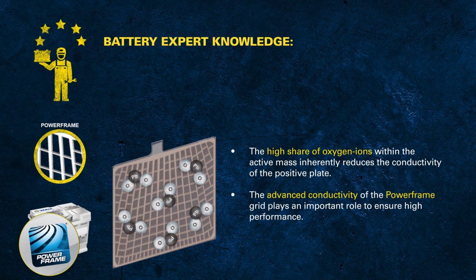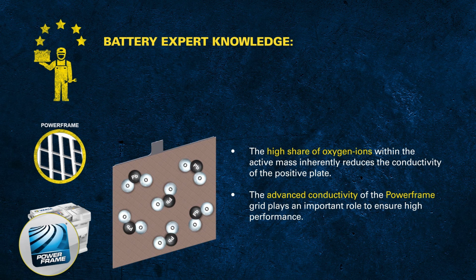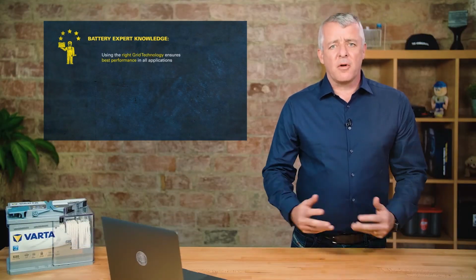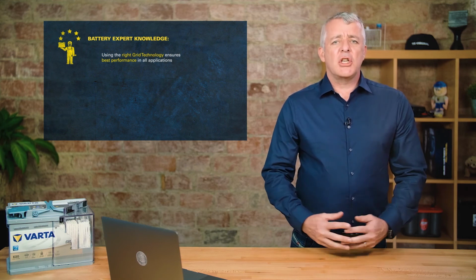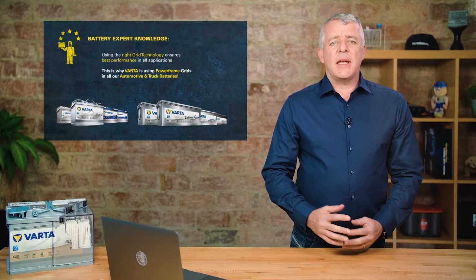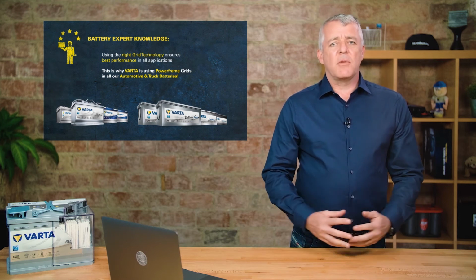With this expert knowledge available, you can explain in detail all the benefits associated with the little power frame icon on the battery label. Because the power frame grid is so important for performance and quality, Varta use it in all their batteries. Did you know that in our truck AGM battery we use a power frame grid for both the positive plate and the negative plate? What do you think the reason for this is?